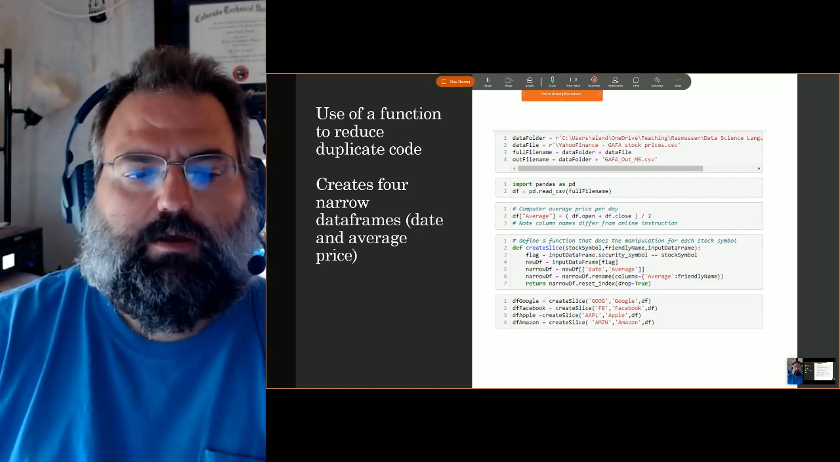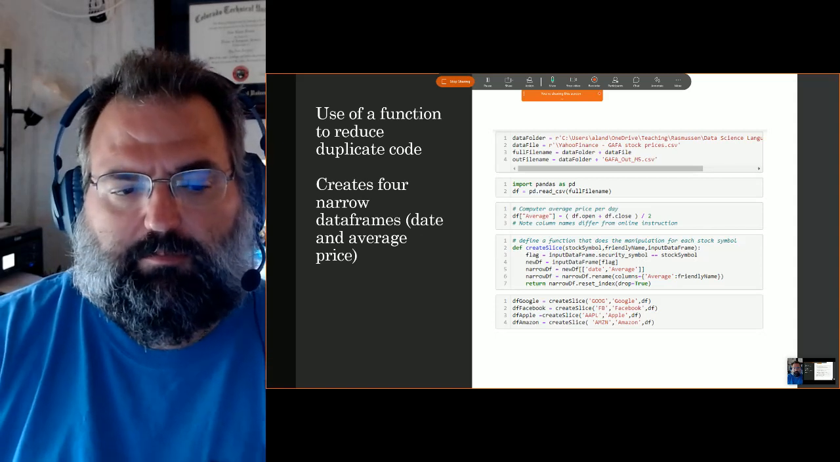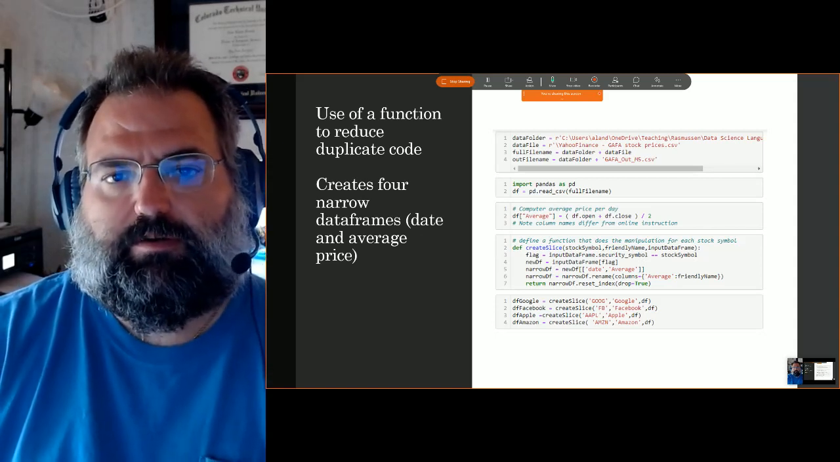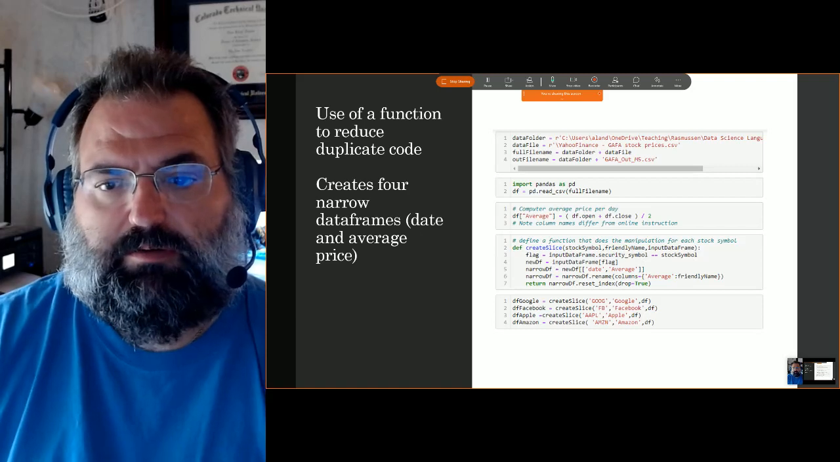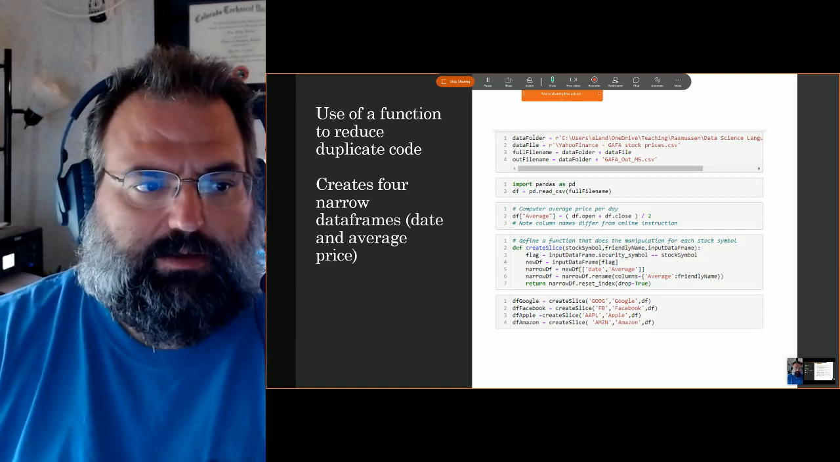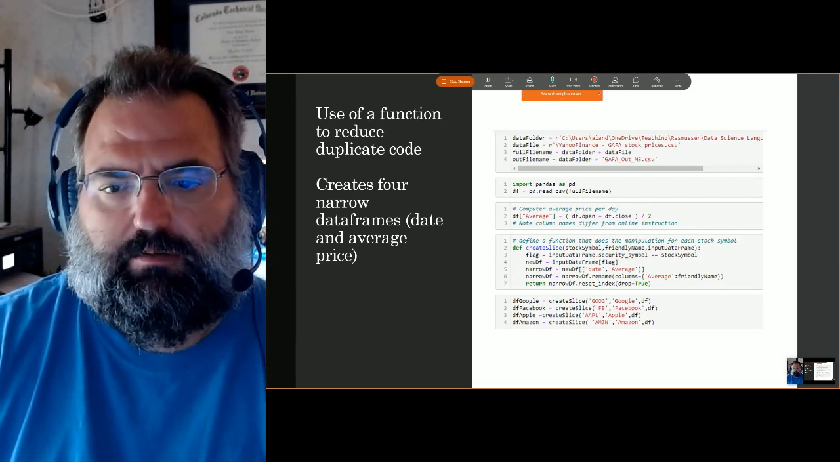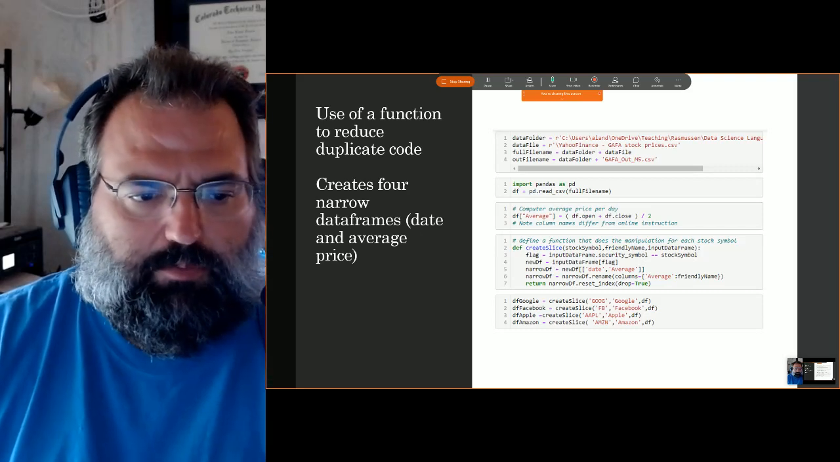So with a function, you only have to maintain that function. If for some reason there was a mistake in that, it would be much easier to fix than to fix it in 4 different copies. So that's part of the concept. And this is that slice bit of the kind of operation that we need to do.